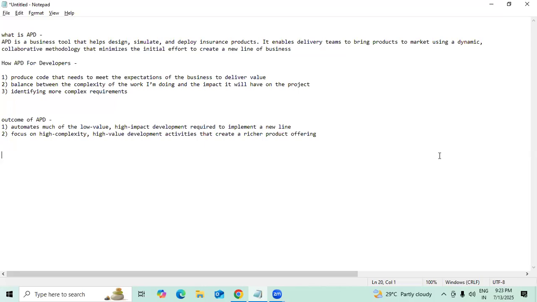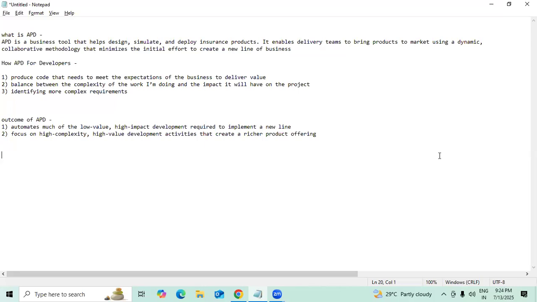So, as a developer, when we are working using Advanced Product Designer, addressing and identifying the complex requirements, and maintaining balance between the work we do and the kind of impact it will show on the project, is always essentially important.